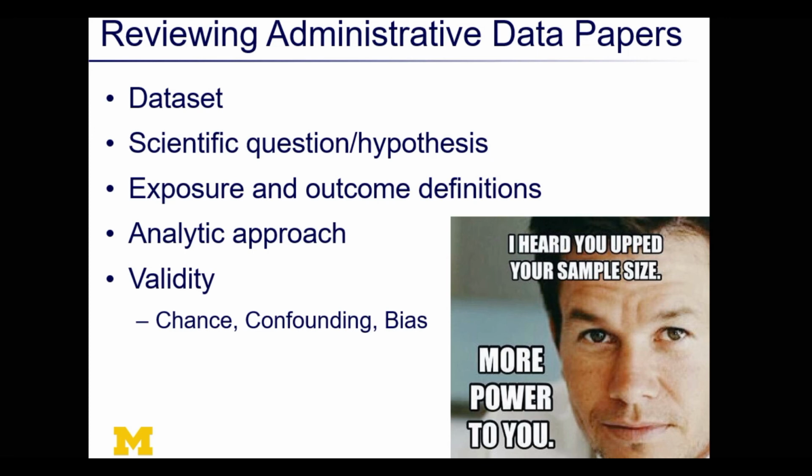Next is the analytic approach. So were proper statistical tests used? Was there a good assessment of the opportunities for assessing causal inference? Was the modeling appropriate? Were the right variables included, etc.? Finally is the validity, and that's chance, confounding, and bias, same principles we just talked about.